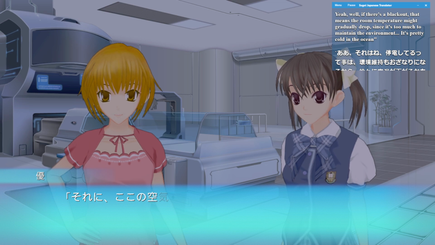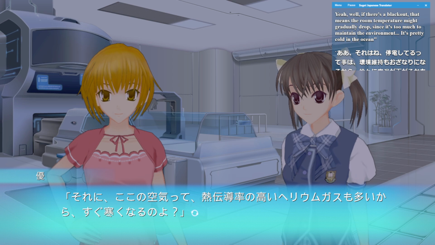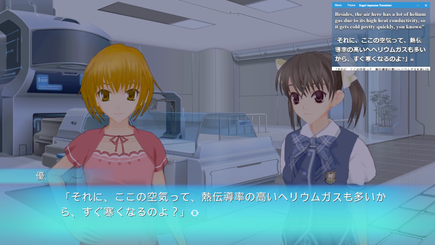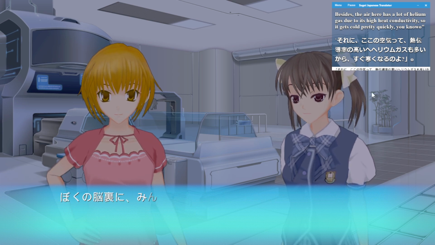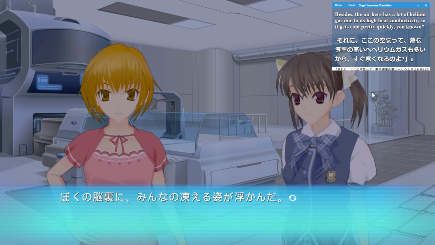Besides, the air here has a lot of helium gas, which has high heat conductivity. So it gets cold pretty quickly, you know.